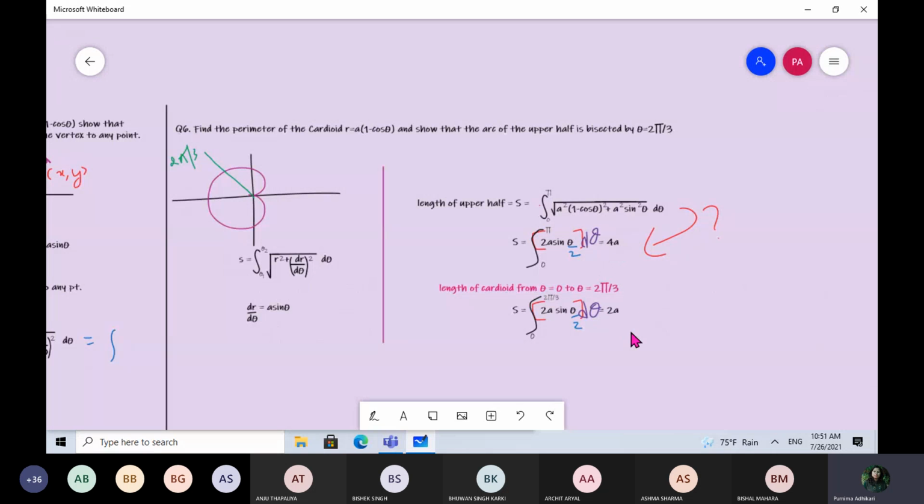So here you can clearly see that the length from 0 to 2 pi by 3 is half of the upper length of the cardioid. So what will be the total length of the cardioid? It's quite obvious. 2 times 4a means 8a. So your parameter is 8a. So that's all in rectification.